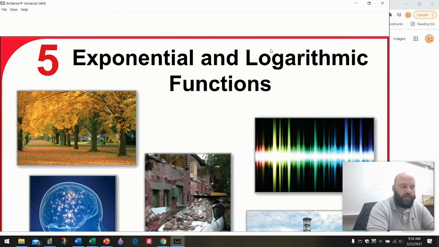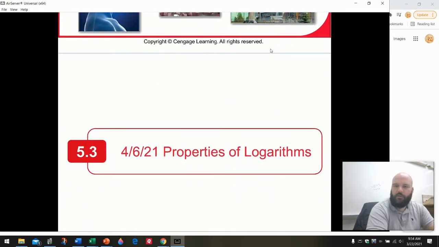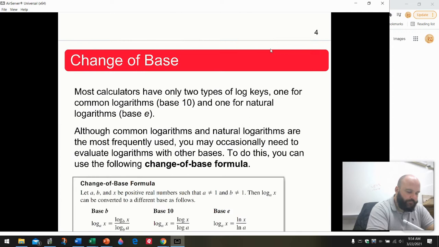Okay, hello everybody. So today we will continue our discussion in Chapter 5, but we are moving into Section 3. And what Section 3 does is it introduces some more useful properties of logarithms. So let's take a look here.